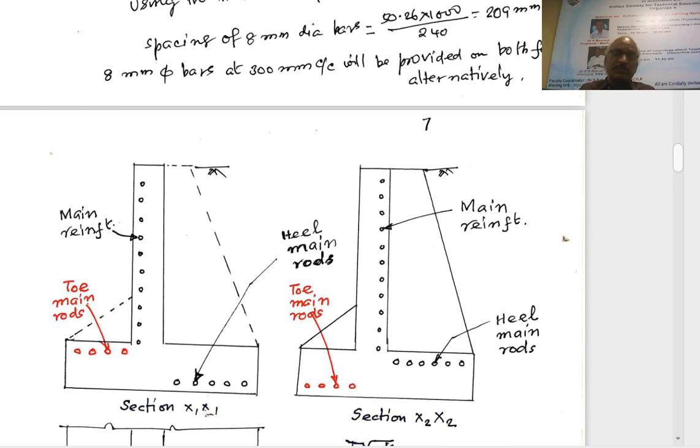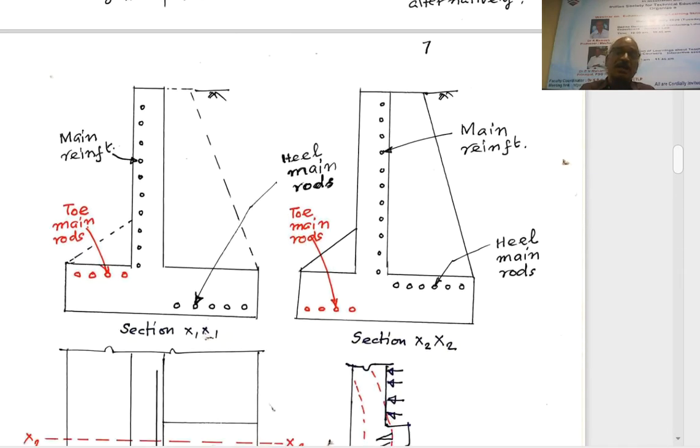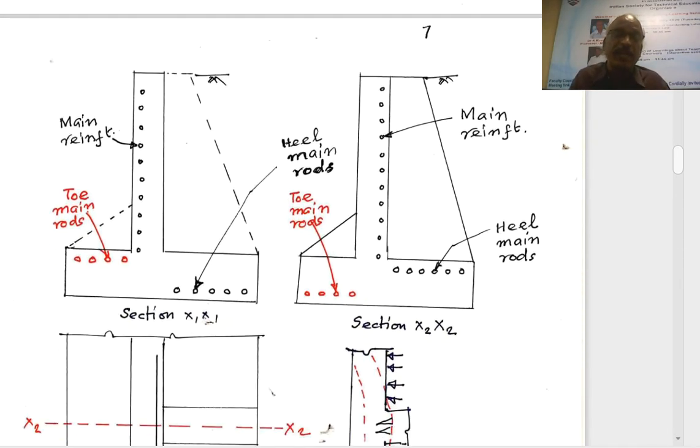Now this gives the location of the main reinforcement, that is, the section shown on the left hand side is midway between the counterforts. Midway between the counterforts, we know that the tension occurs on the outer side, that is, away from the backfill side. So we provide the steel in the horizontal direction away from the backfill side.